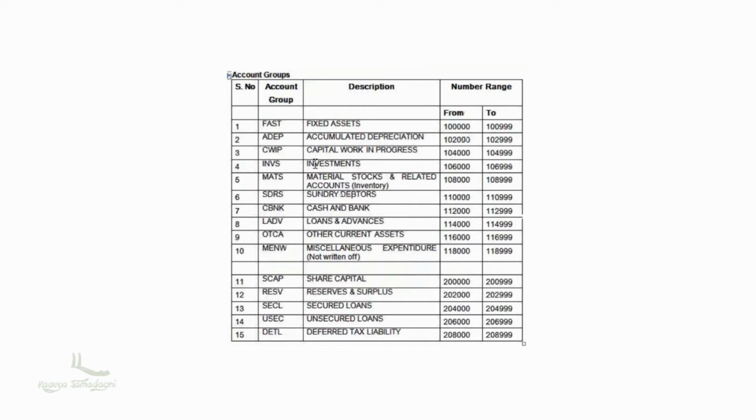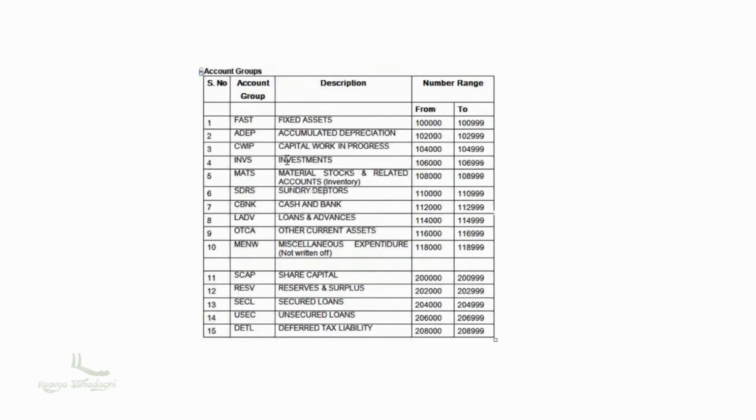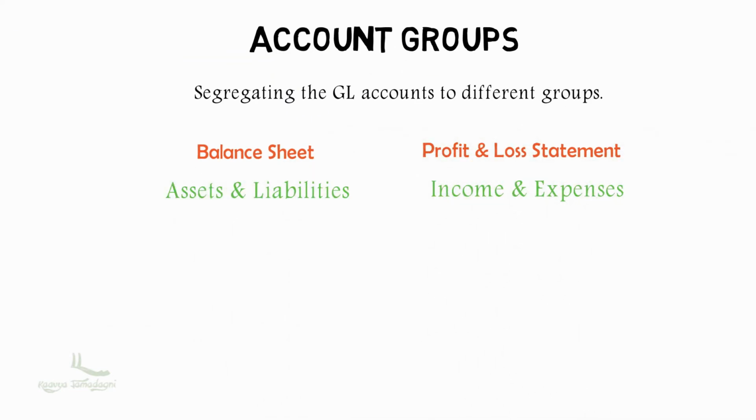In our learning activity, I will take 4 groups. That is, under balance sheet, I'll create assets and liabilities, and under profit and loss, I'll create income and expenses.